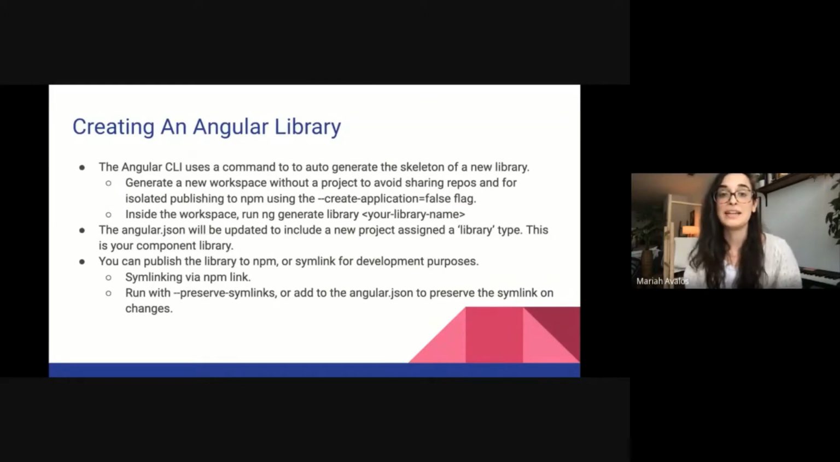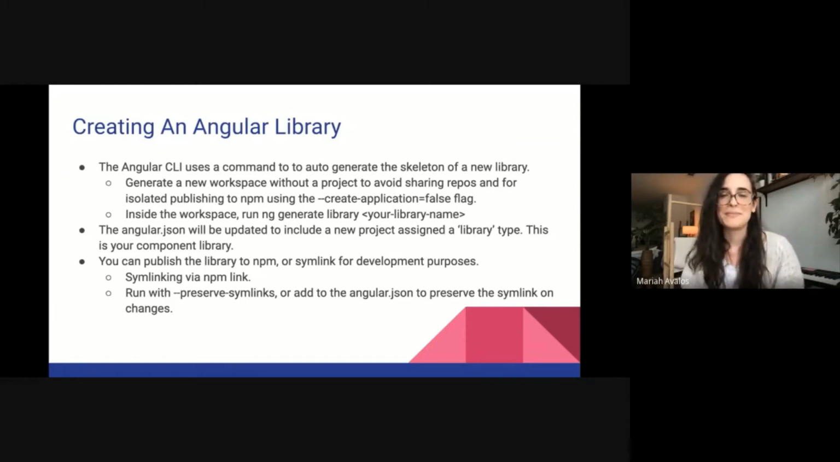So the CLI, which everybody hopefully knows and loves at this point, generates the skeleton of the library and allows for packaging. What it does right now is we're going to generate a new workspace without a create application. If we do it without the create application equals false flag, we're going to get an application with it, but this is a library. So we don't want that. We set it to false. I'll show you guys in a minute.